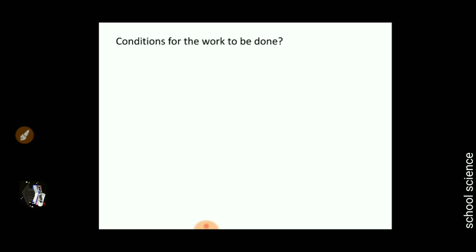What are the conditions for the work to be done? There are a few conditions which the work has to fulfill to be done. Number one, force should be applied. Number two, the body should be displaced. The conditions necessary for work to be done are force and displacement. There should be force, there should be displacement, then only the work will be done.